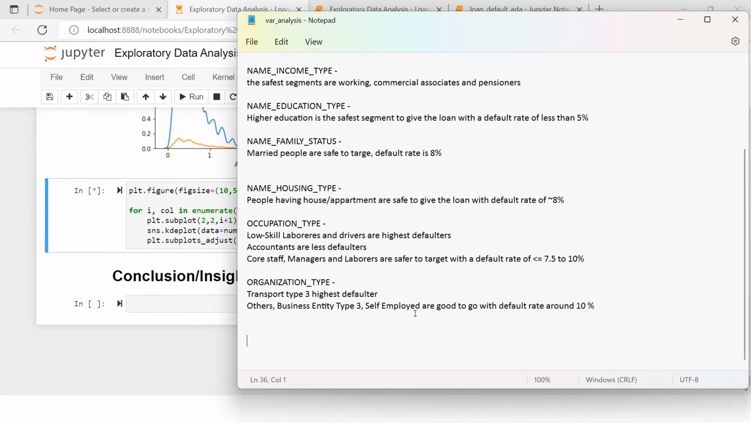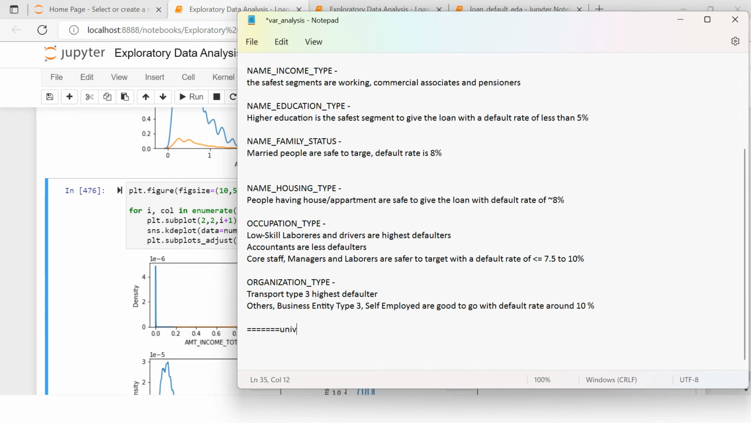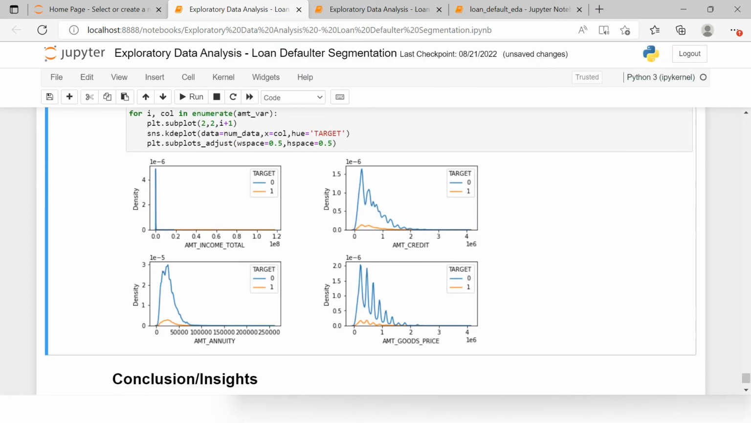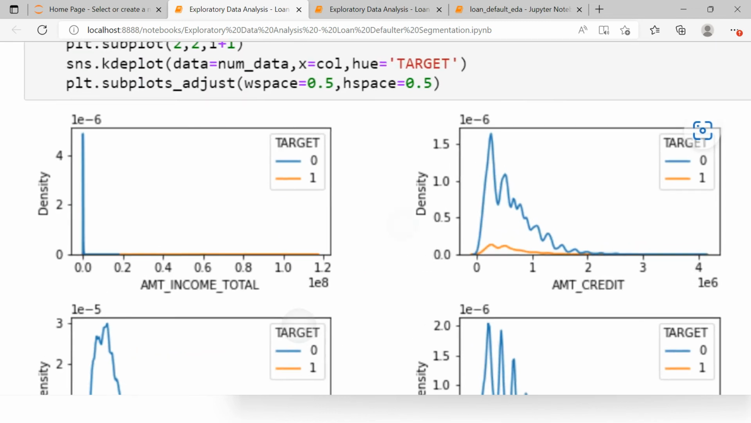Okay, and here I'll just say univariate numeric variables analysis. All right, we got it. Okay, so now on these 4 variables, let me make it a little bigger.